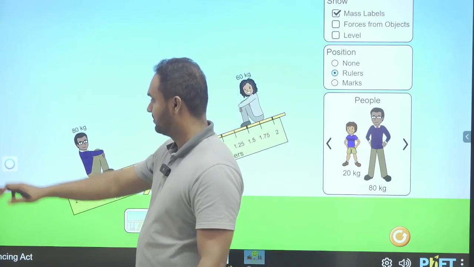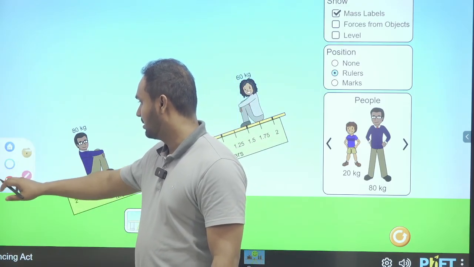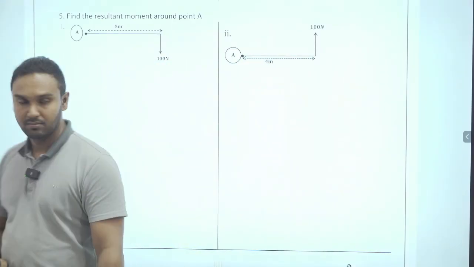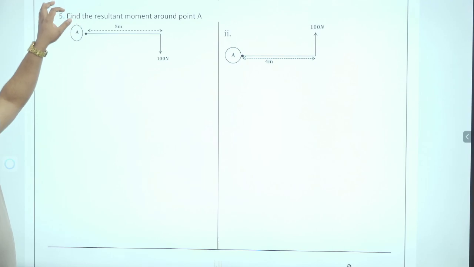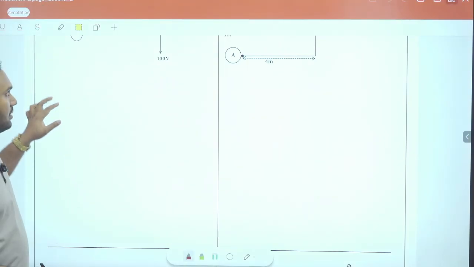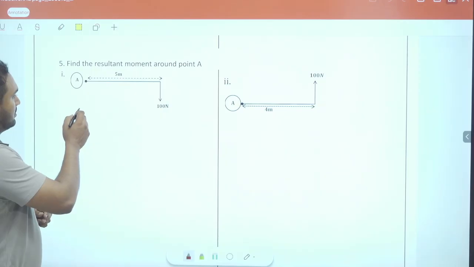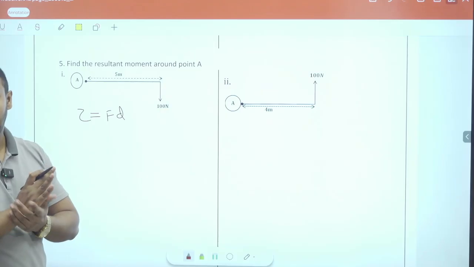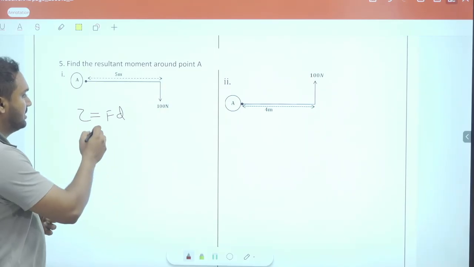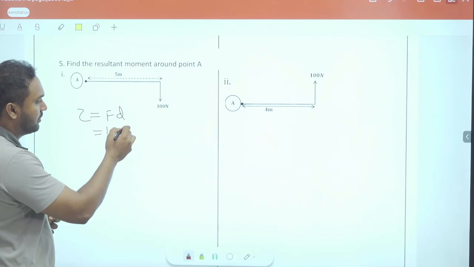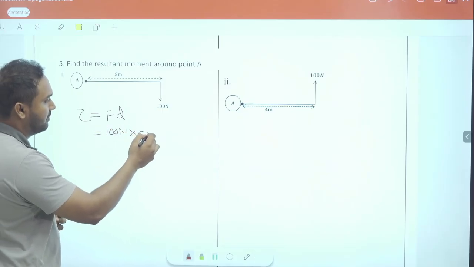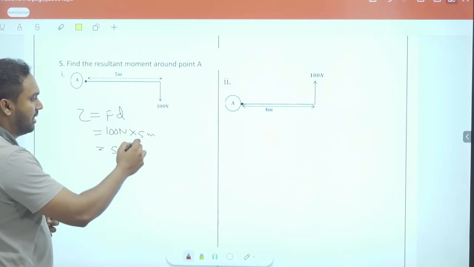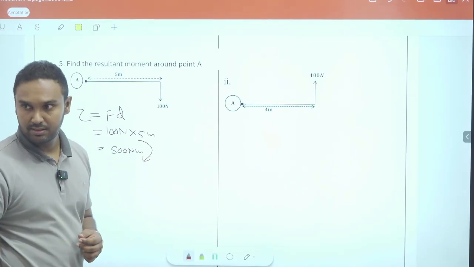The circle is there. Right. Now come to the question. Now answer this. So tau equals FD. You have to write the formula because there will be separate marks added for the formulas, right? So what is F here now? 100 newtons, and the D is 5 meters, and the answer is 500 Newton meters acting towards where? Clockwise direction. Yes, that was easy.